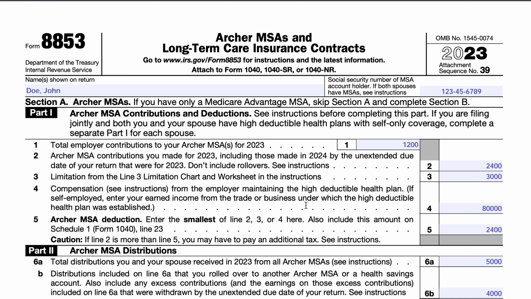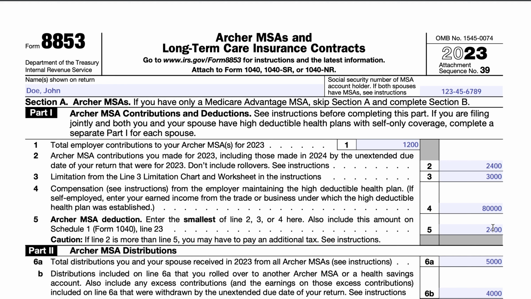And then finally, the last variable is your total compensation from the employer that's maintaining your health plan. So let's say that John Doe, he contributed $200 a month. For some reason, the limitation came out a little bit higher, and then his compensation was well above any of those numbers. So you would take the smallest of those numbers and you would put that in here. That's also the number that you would include on line 23 of Schedule 1. So that would be specifically the amount of the deduction that you can take above the line.